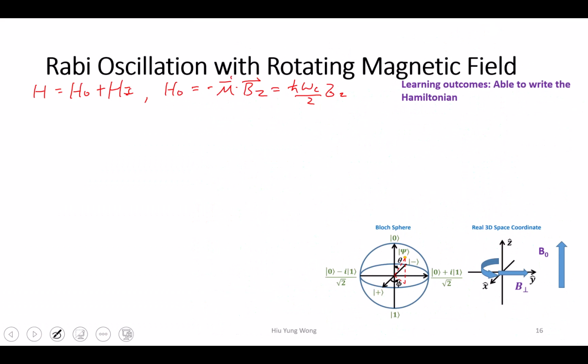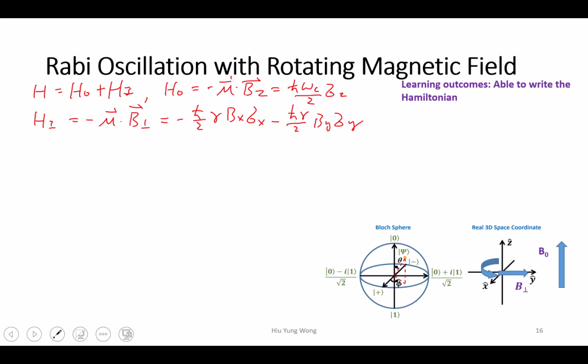Now the question is, what is Hi? Hi is nothing. It's just equal to the magnetic moment dot product with the vertical magnetic field. Okay, so what is the vertical magnetic field? It's equal to, wow, I jumped a lot of steps. It's equal to h bar divided by 2 gamma Bx sigma x minus h bar gamma divided by 2 By sigma y. There's a lot of stuff here.